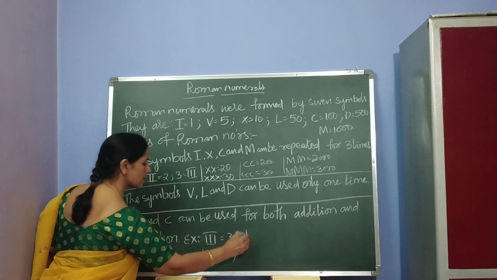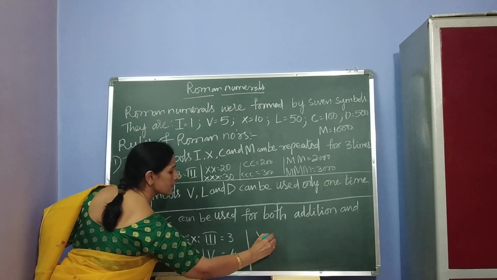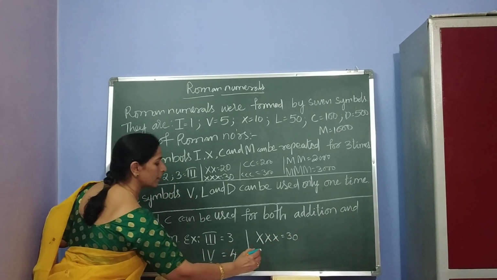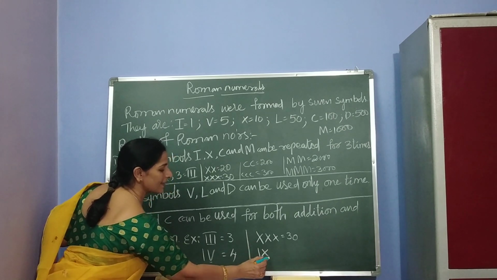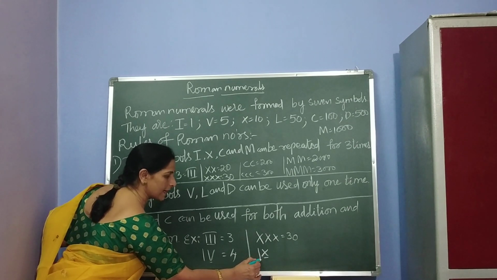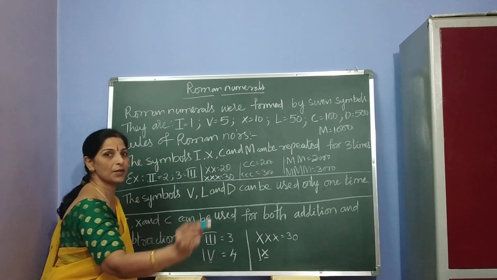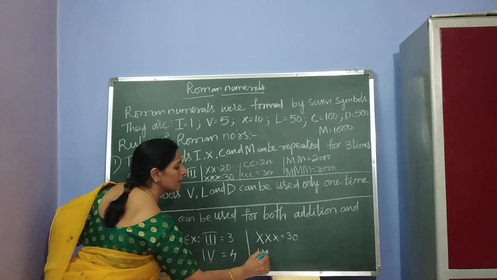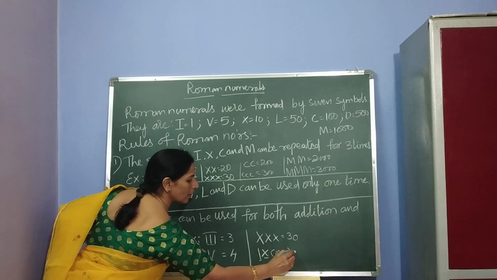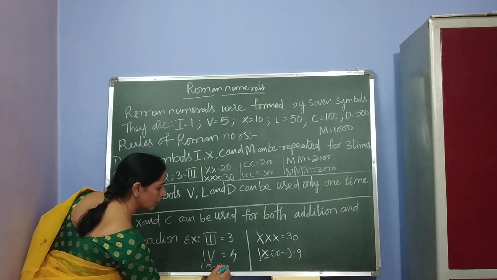Let's take the 10, X, children. X, X, X gives 30. Okay children, here IX: one is a greater value, one is a smaller value. When the smaller value is written to the left side of the greater value, it is understood to be subtraction. The smaller value should be subtracted from the greater value. That means what, children? 10 minus 1. 10 minus 1 is equal to 9. Here we can say 5 minus 1, it gives 4.